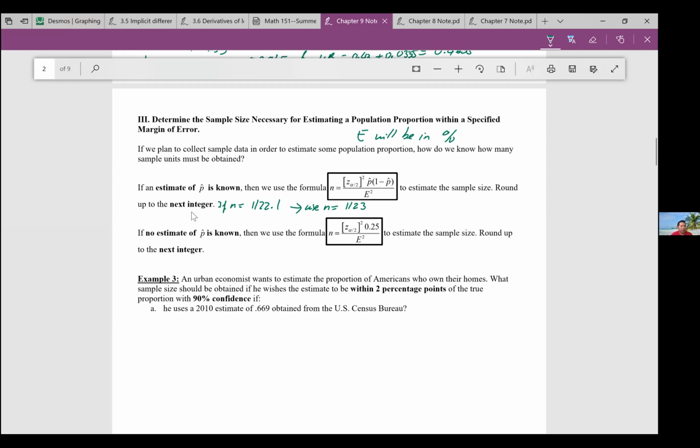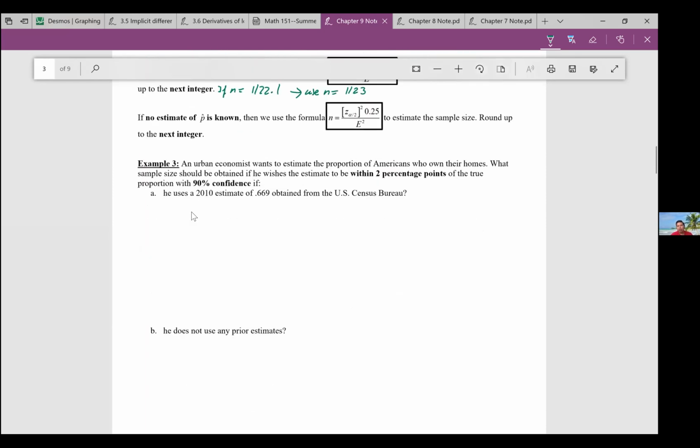All right, so here is example 3. An urban economist wants to estimate the proportion of Americans who own their homes. What sample size would be obtained if he wished the estimate to be within 2 percentage points? There you go. That's the margin of error that he wants to have. Within 2 percentage points, we mean plus or minus 2%. Okay, so from there, you know E will be 2% or 0.02.